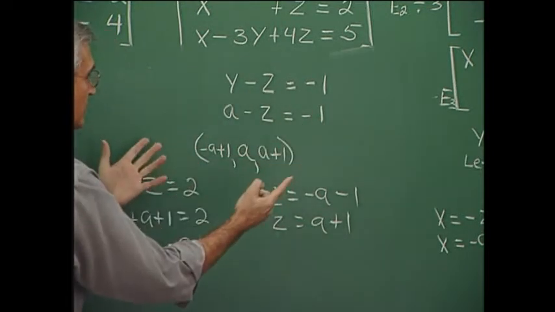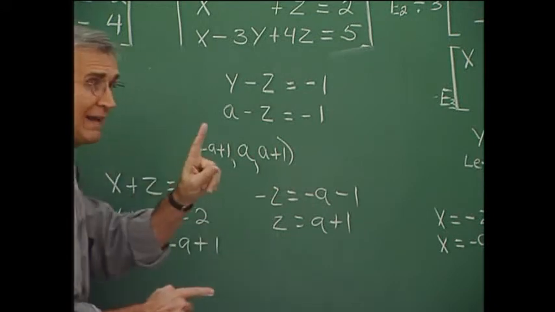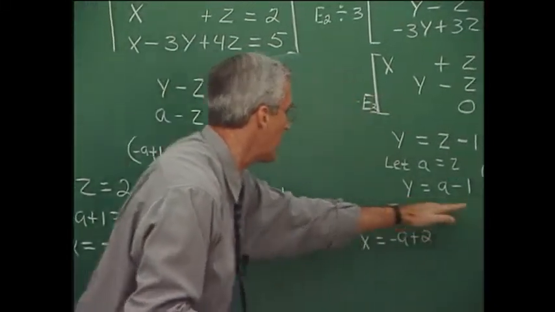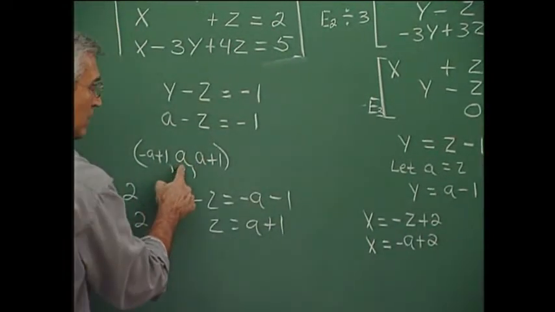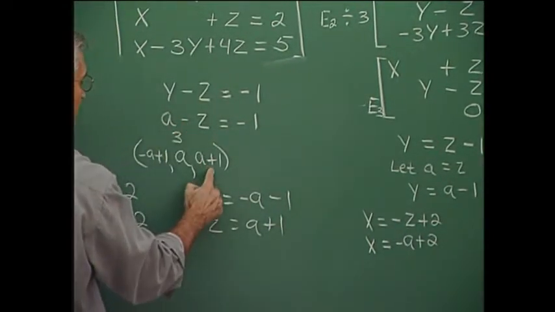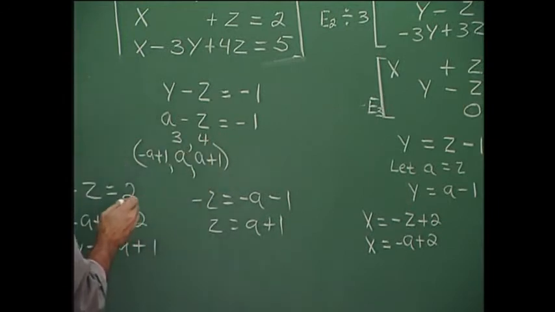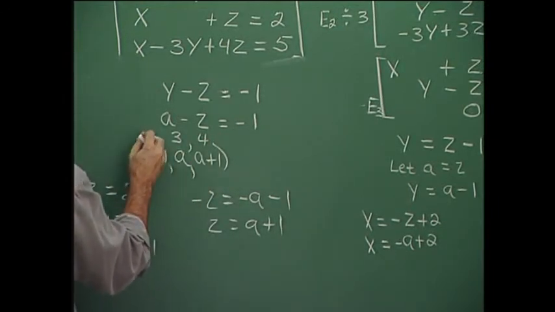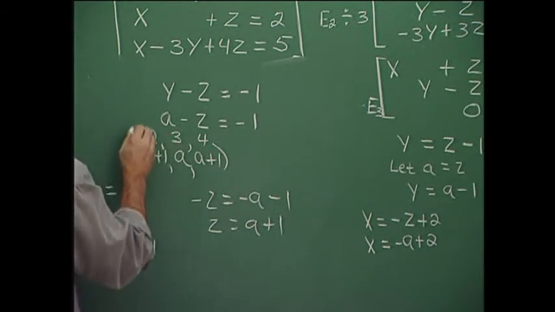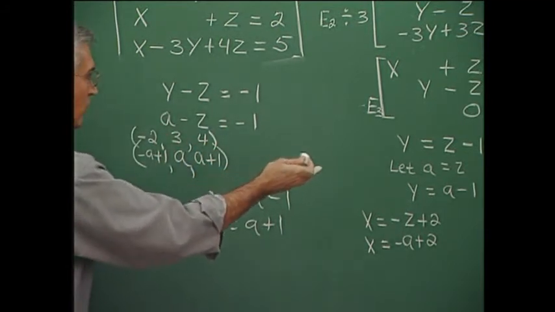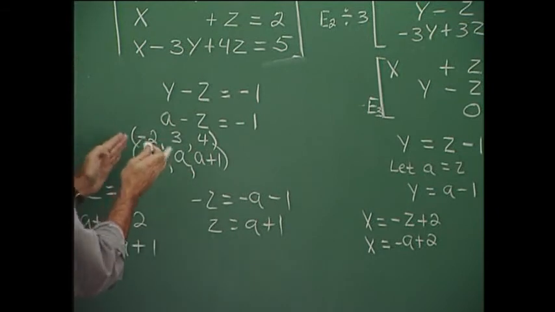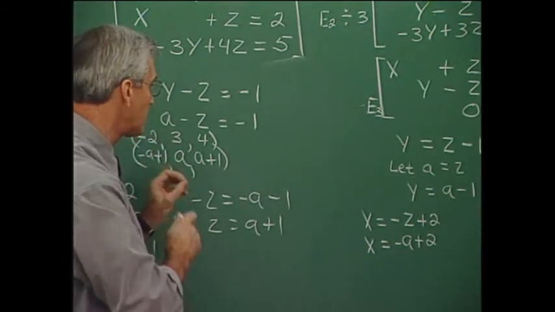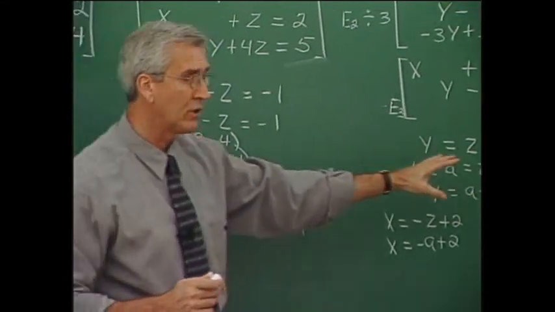Let's see if we generate the same values that we did before. One of the values here in the ordered triplet was negative 2, 3, 4. Let's see if we get that over here. If we let A be 3, then this is A plus 1, 4. You see, and negative A plus 1 would be negative 3 plus 1, that's negative 2. And that is the ordered triplet that we had over here before. So we generate the same group of ordered triplets using this general representation for the ordered triplet as we do for this general representation.